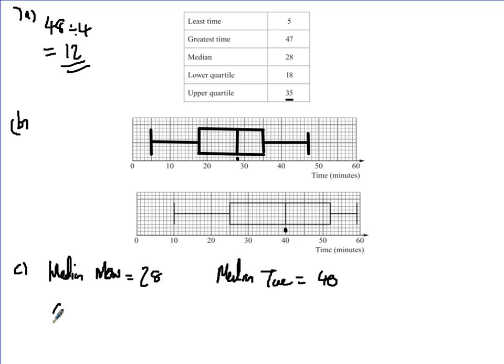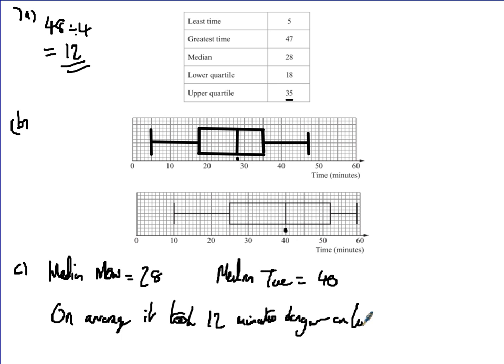So you can say on average it took 12 minutes longer on Tuesday. So important to use the word on average because median is an average. The other thing you could have done is taken the ranges. So you could have taken 48 off 5 and then 59 off 10, and that would have showed you then obviously the ranges, and you could have talked about consistency of data.